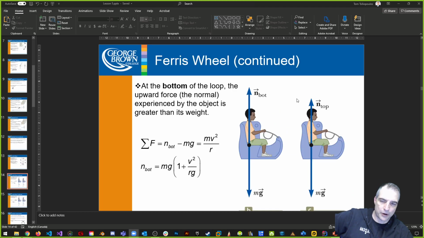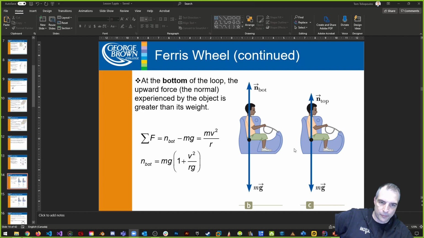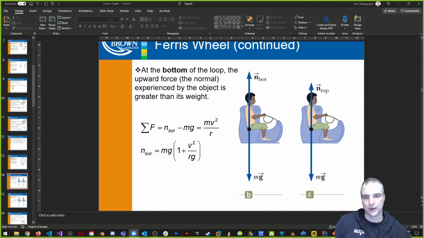So the child is a particle. At the bottom of the loop, the upward force, the normal experienced by the object, is greater than its weight. Why is that? Because at the bottom of the loop, we have mass times gravity, but the normal force is more because we have both things combined. I have a downward motion of the object plus I have gravity.